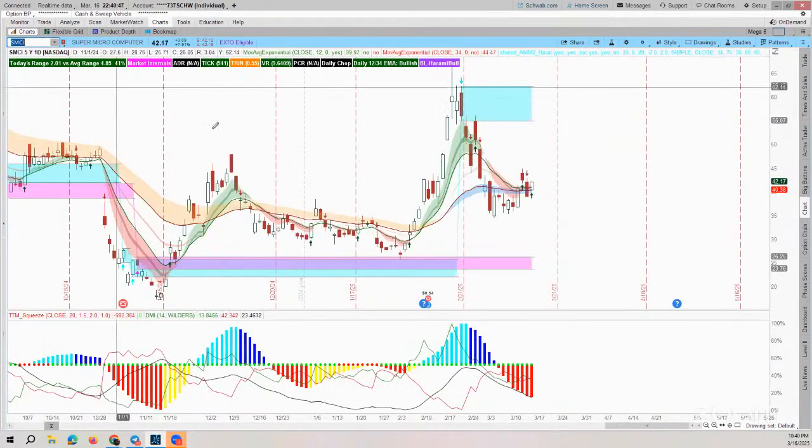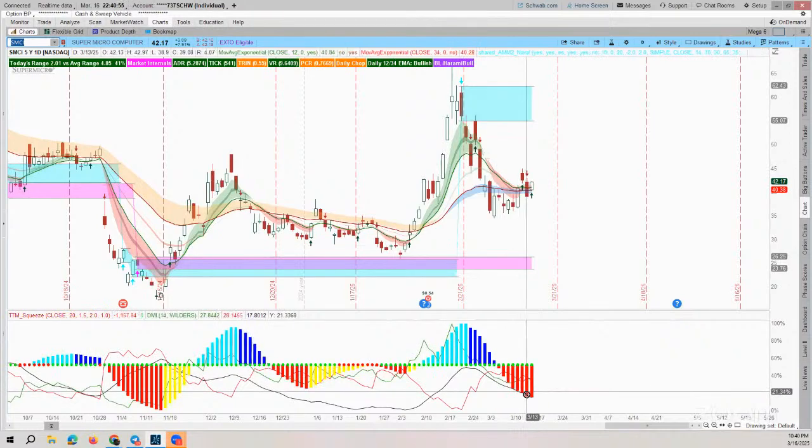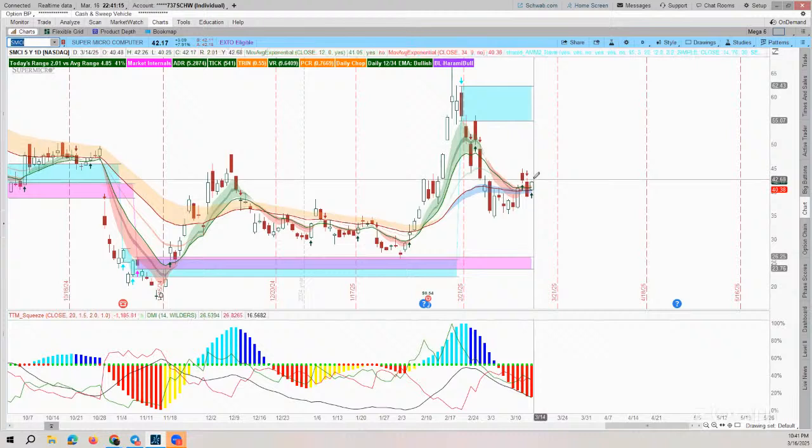SMCI has short momentum. It is the one stock which is above the 12 and 34 EMA. But the negative DMI is right there. TTM squeeze is there. It needs some positive momentum. It needs some strength. Once it has, it will run. So keep an eye. 35, 36 is an area for SMCI to get added. If it clears 42 and holds, I think it will move towards 50.